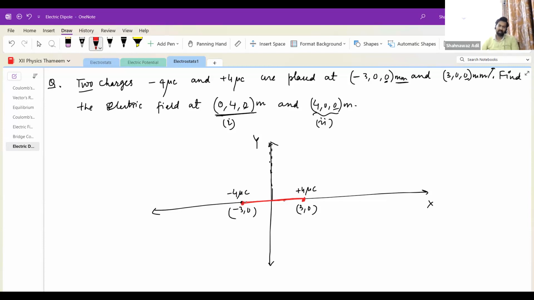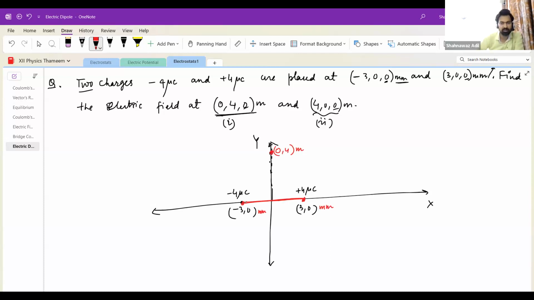Yes, sir. And now you want to calculate the electric field at 0 comma 4. 0 comma 4 is on the y-axis, right? 0 means x is 0, so 0 comma 4. So let's say at this point you want to calculate. This is 0 comma 4, and this is in meters, while this is in millimeters, so we have to be very careful. At this point, we want to calculate the electric field.